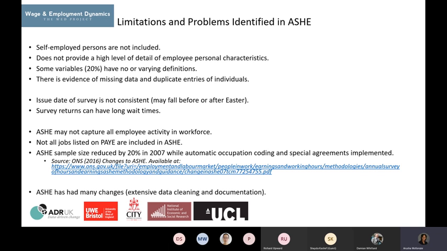The issue date of the survey falls around the same time, but is not necessarily consistent because it is shifted to accommodate the Easter holiday period, so it can be sent out before or after. And as we know with other surveys as well, it can have a long wait time. Specifically in 2007, the ASHE sample size was reduced while the automatic occupation coding and special agreements were implemented. So that's something else that we have noted.